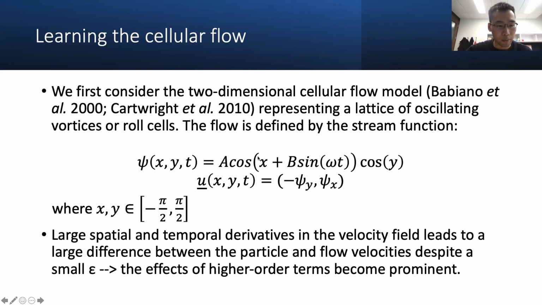And for this specific problem, as they will show later, even though they start with a small epsilon number, which is the particle inertia, since there's a large spatial and temporal derivative in this velocity field, there's still a difference between the particle and the flow velocity, which makes their hybrid model necessary.